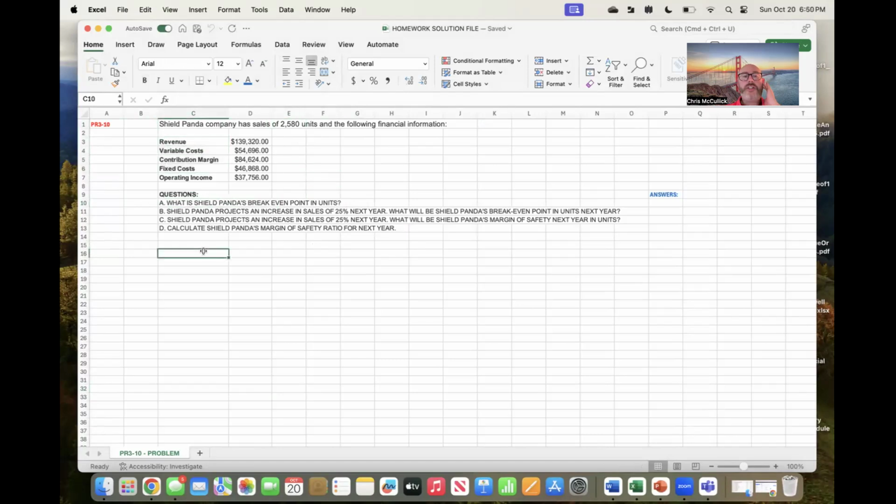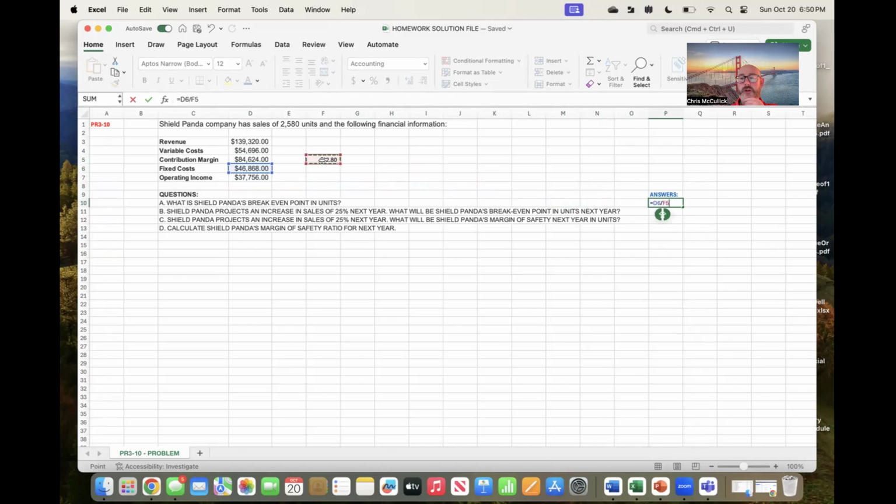First question is, what is Shield Panda's break-even point in units? Okay, to get it in units, we need to solve for the contribution margin per unit. So I'm going to take this 84,624 and I'm going to divide that by 2,580, which is the number of units they give right here. And this gives us $32.80 per unit.